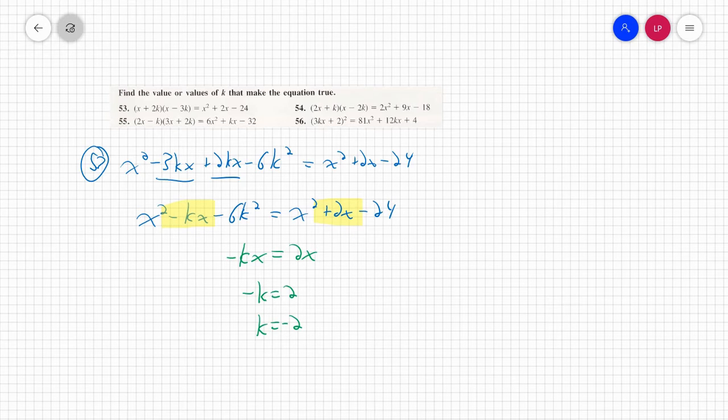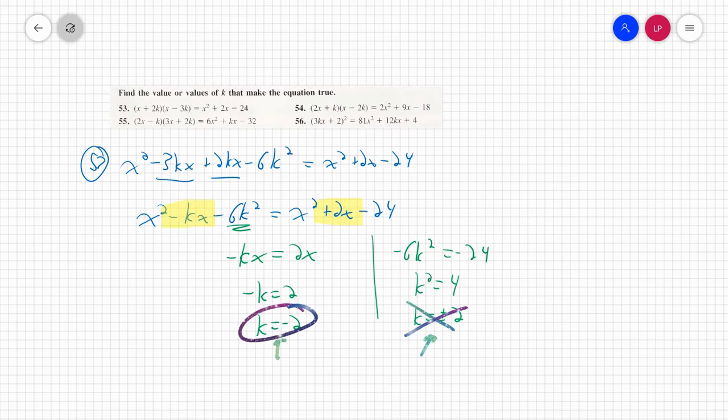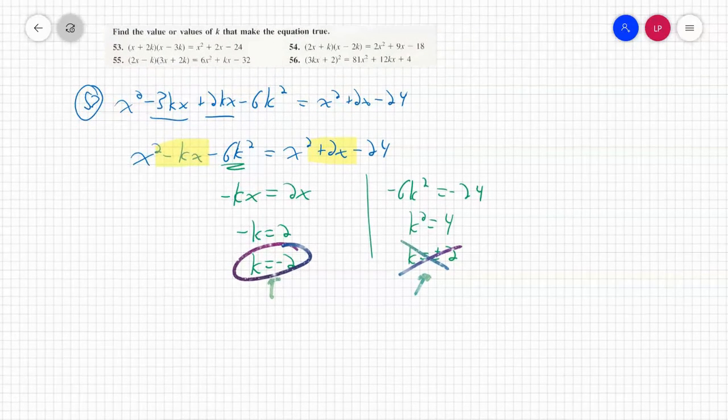Now, let's go look at what happens when I do it with this piece here. The negative 6k squared and the negative 24 are the terms that do not have an x in them, and they also should be equal to each other. If you divide both sides by negative 6, you get k squared is equal to 4, or k is equal to plus or minus 2. So this is telling you that k could be plus or minus 2. This is telling you that k has to be negative 2. We're going to reject this and just keep the negative 2 because that's the only one that works for both of them. So now let's look at the next one.